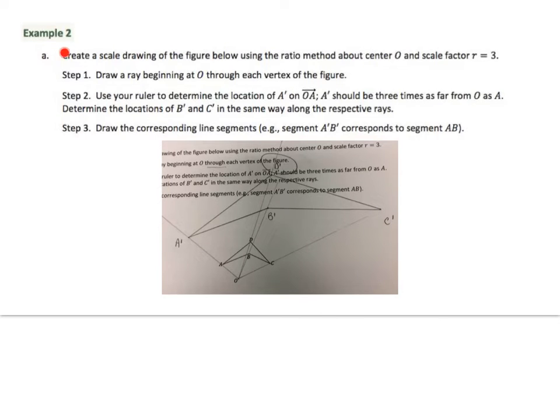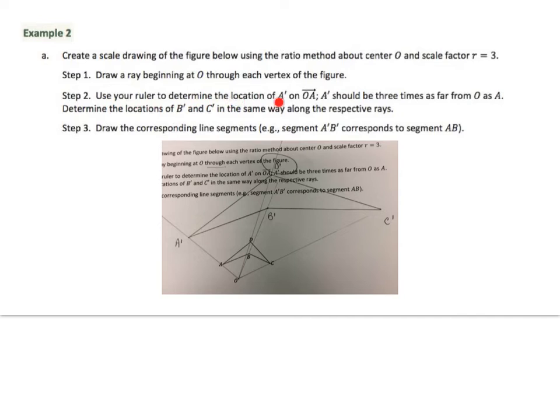Okay, next one. Create a scale drawing of the figure below using the ratio method about center O and a scale factor of 3. My scale factor is greater than 1, so my drawing is going to get bigger. So step 1, draw a ray beginning at O through each vertex. Okay, I went through B, D, C, and A. I knew it was going to be bigger, so I tried to make the rays long enough.